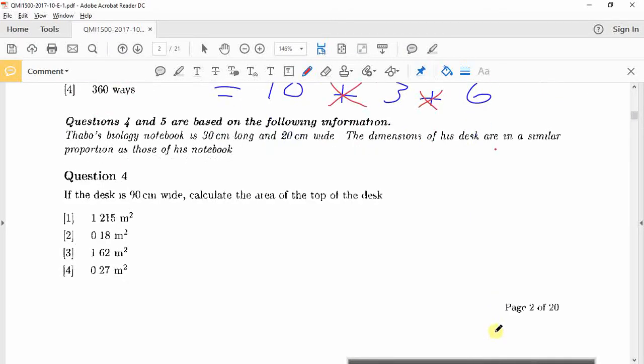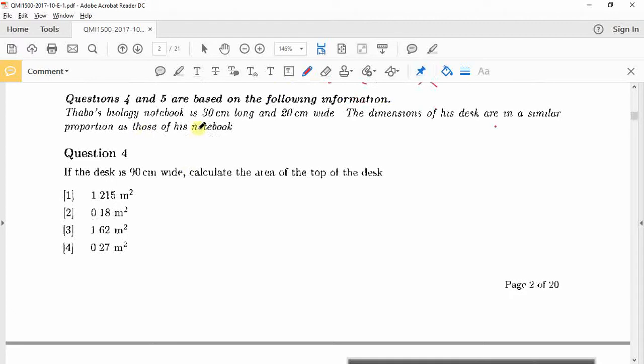Alright, so 4 says Tabor's biology textbook is 30 centimeters long, 20 centimeters wide. The dimensions of his book are in a similar proportion as those of his notebook. If the desk is 90 centimeters wide, calculate the area of the top of the desk.